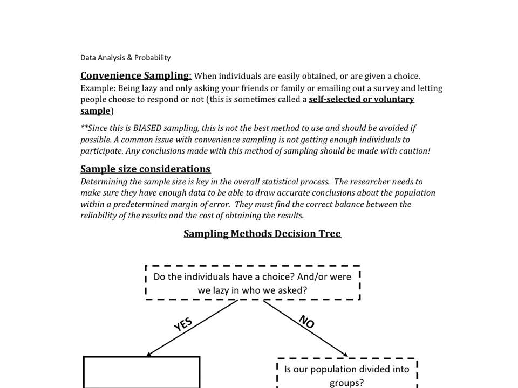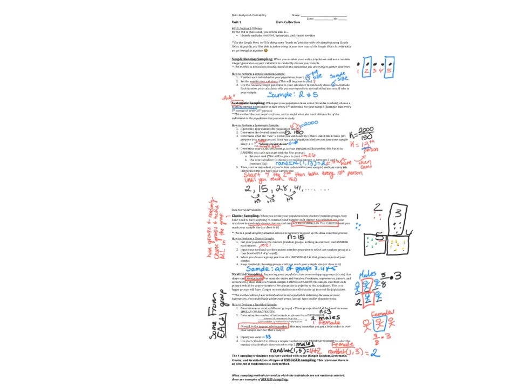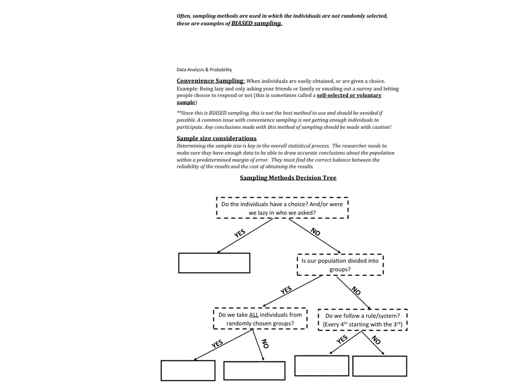This is when individuals are easily obtained or if they're given a choice to participate. So if you're being lazy and just asking people around you, just asking your friends or family, or if you're emailing out a survey and letting people choose to respond or not, that is going to be a convenience sample, and it's not always going to give you the best results. So since it's a biased sampling method, this is not the best method to use and should be avoided if possible. So you should always try to use one of the other methods that we learned up here, one of these 4, instead of convenience.